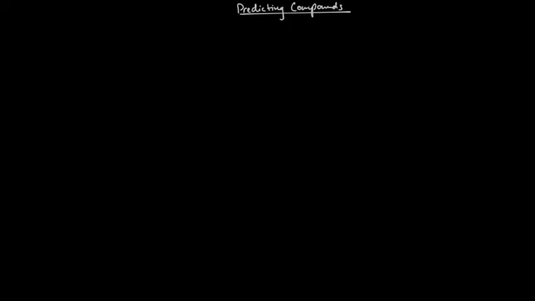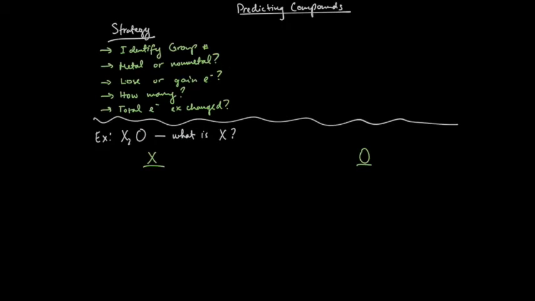Now the last topic I'm going to talk about is predicting compounds, and this is a little more skill based. So here's a strategy I use with my class in order to predict compounds. First thing you want to do is identify the group number, decide if it's a metal or non-metal, lose or gain electrons, how many, and what is the total exchange. Because what's important to see here is that one atom is going to lose electrons and then the other is going to gain that same number back. So there's a complete exchange. If you give up 2, that other atom is going to gain those 2 electrons.